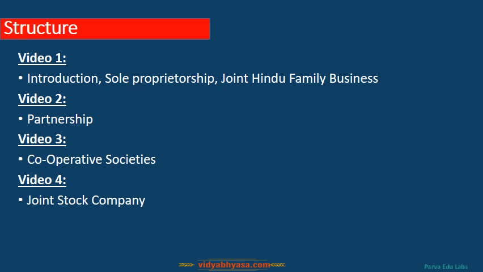For the sake of convenience, we have divided this chapter into four videos, or four parts. In the first video, we will see what the various forms of business organization are in brief, and then we will discuss what sole proprietorship and joint Hindu family business models are. In video 2, we will have a detailed discussion on business partnership. In video 3, we will discuss cooperative societies. And finally, in video 4, we will discuss joint stock companies.